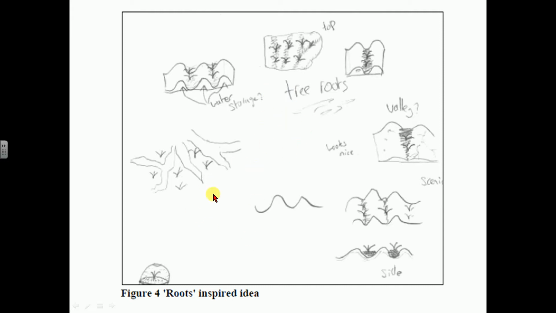How do tree roots form here? Lacking description. So I would like to see more description on this. Why is this wavy drawing being done? This looks nice. Okay, so some feedback they're giving themselves. They're still asking questions. Again, various drawings done in sketches.